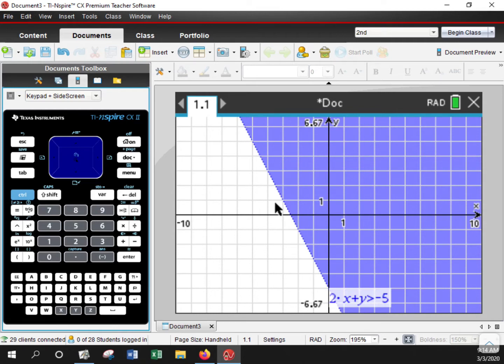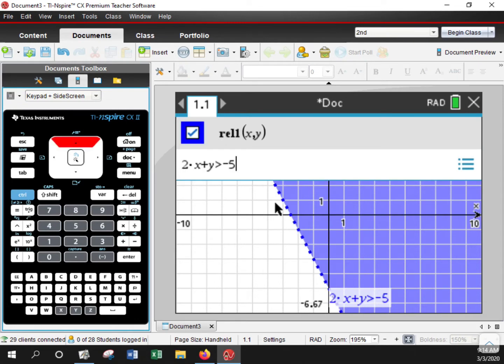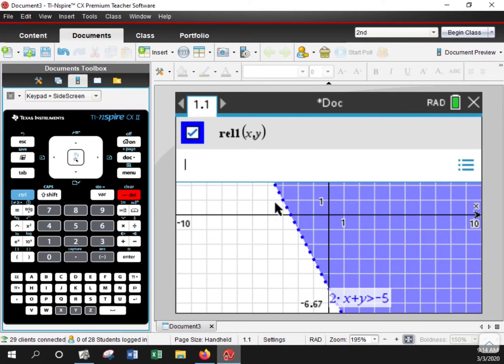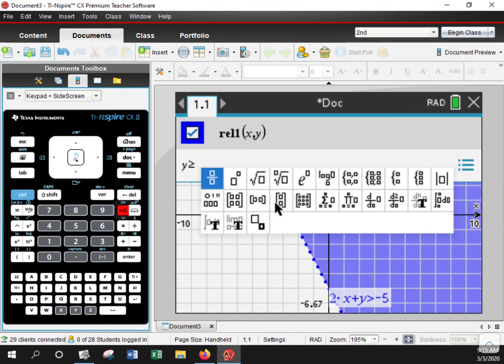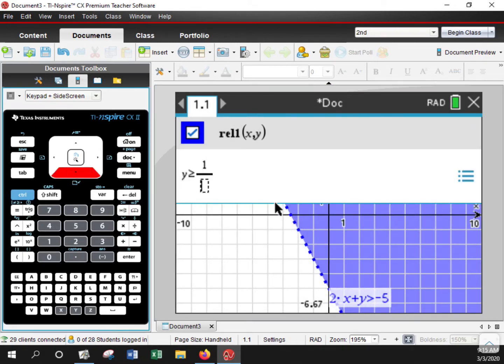So now if I need to graph another one, I can just hit Control G and go up here, and delete this graph, and then graph my next one, which is y is greater than or equal to 1/4 x plus 1. So again, type in y, then Control equals, and then choose greater than or equal to. Then my fraction is the button next to 9. Hit enter on that. 1/4.